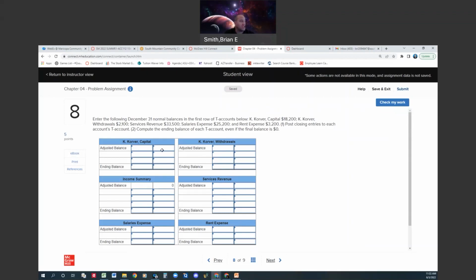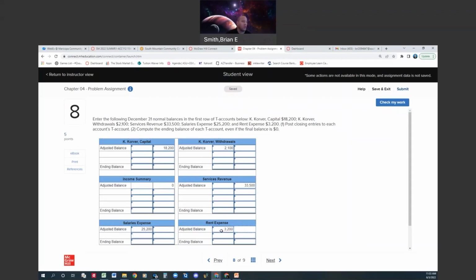Covert Capital, its normal balance is a credit. So we're going to go 18,200 there. The withdrawals account is 2,100. That normal balance is going to be a debit, 2,100. Service revenue is a credit, and it's 33,500. We're not going to put anything in the income summary right now because we haven't done anything with it. Salaries expense is a debit of 25,200, and rent expense is a debit of 3,200.